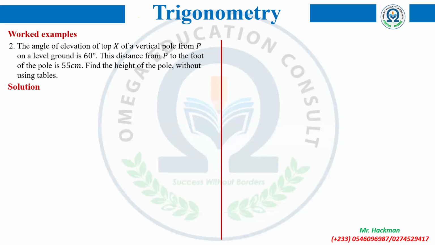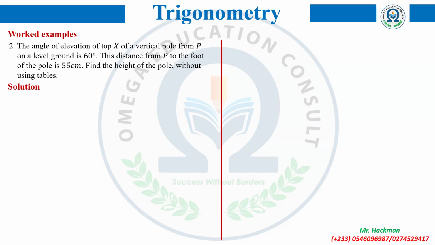I've told you the two work hand in hand. So let's picture the situation and I'm going to help you deal with it. Going forward, you will be on your own pretty soon. All right, so let's go. Picture the situation: the angle of elevation of top X of a vertical pole from P. So I have a vertical pole whose top is labeled X. I hope you get the point.